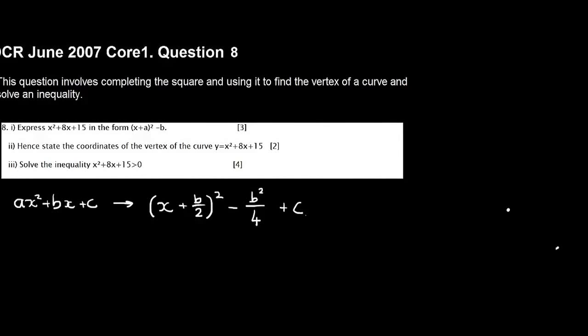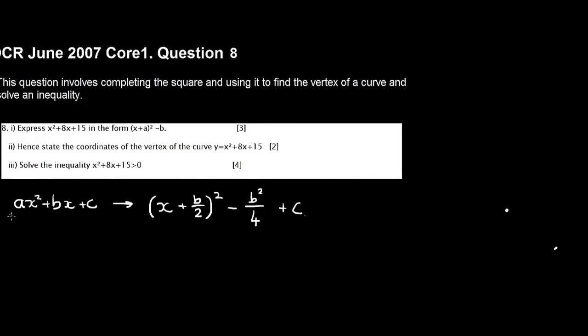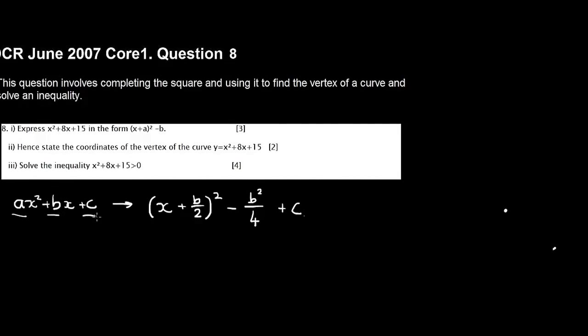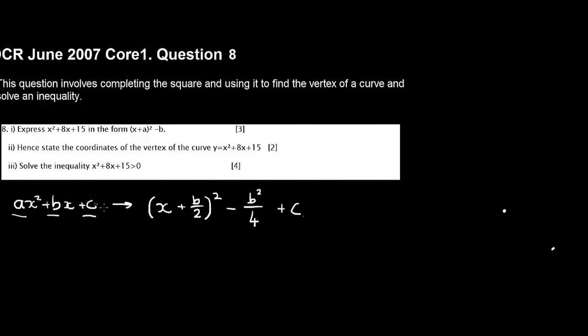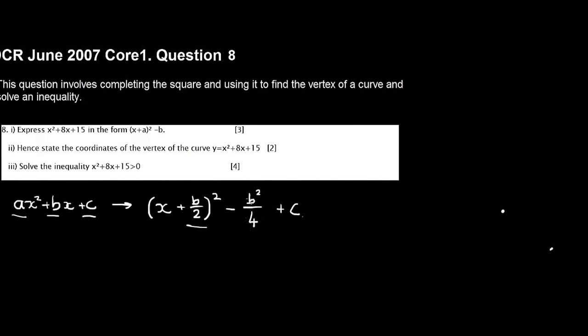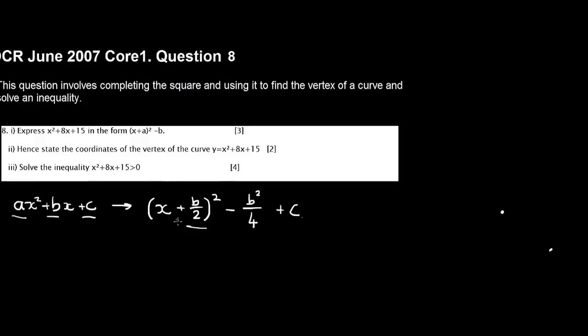So first of all, if we recall that to complete the square, if we have an expression such as ax squared plus bx plus c, then to complete the square we can say x plus b over 2 all squared, minus b squared over 4. Well, b squared over 4 is b over 2 all squared. It's a simpler way of putting it, plus the constant term. So that's the completed square version.